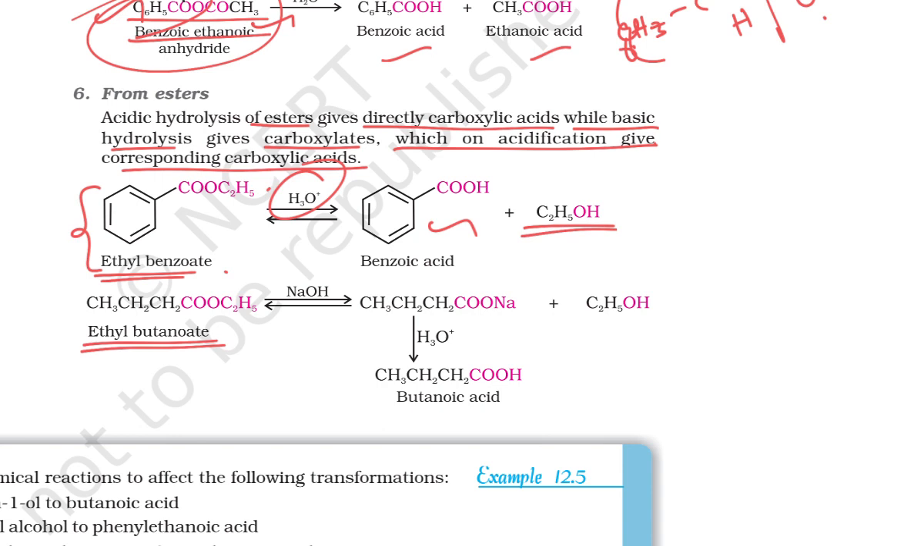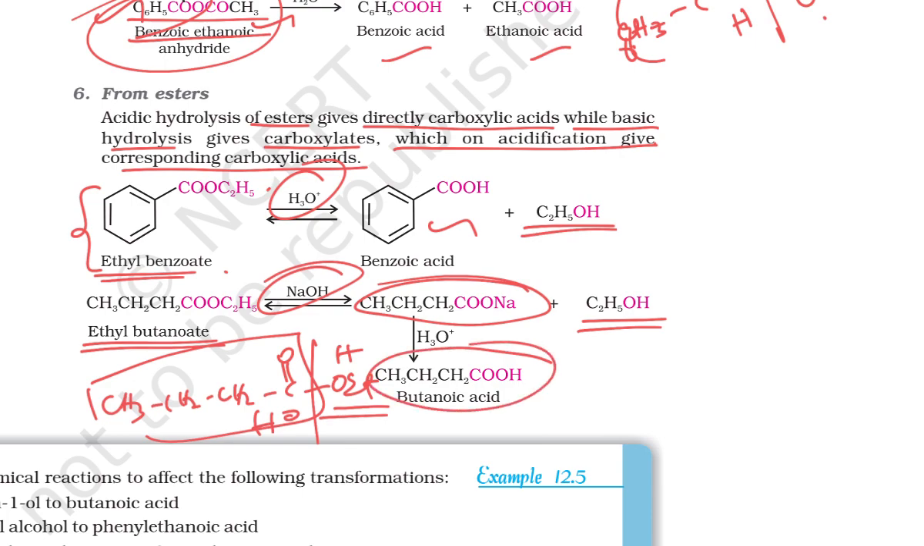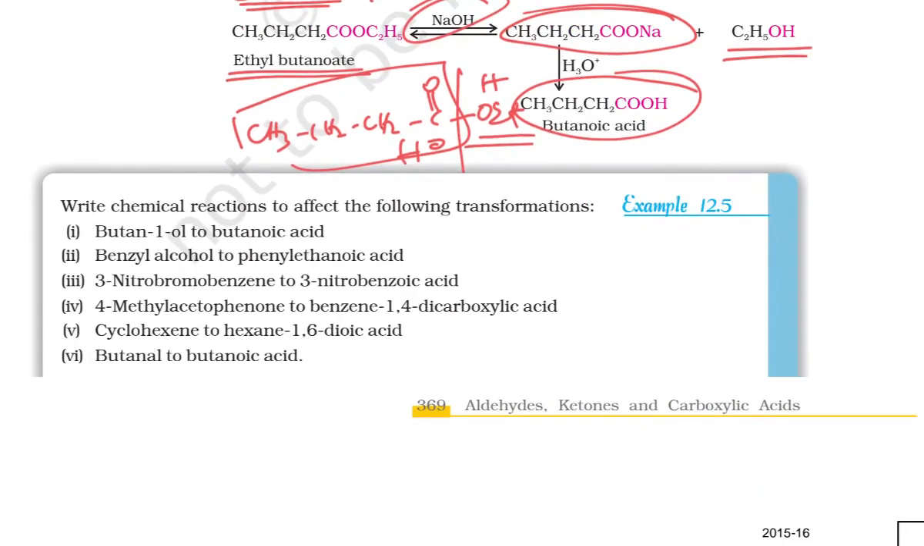Butanoate means this is your ester, CH2, C double bond O, Et. Et means CH2CH3. So if I do the reaction, this side hydrogen, this side OH, so this becomes butanoic acid. In the presence of base, it gives the butanoate. This is ethanol. This is further hydrolyzed and we get butanoic acid. Clear? Right.